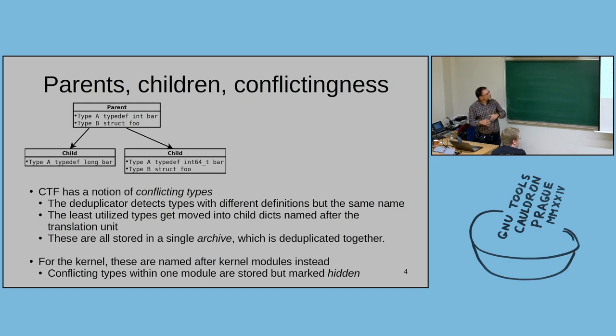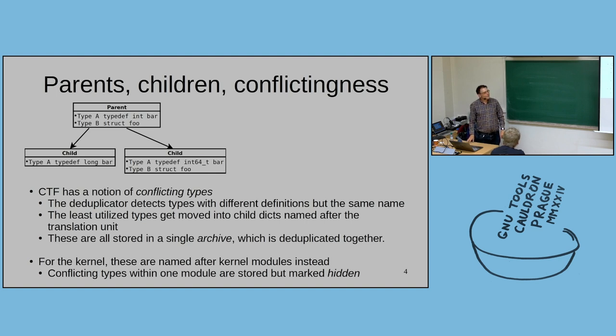So the kernel things are a little bit different, but in user space, after deduplication, everything ends up in one gigantic shared dictionary at the top, which you could conceptually imagine as if you were a C program and you had included every single file in the program. You get the types in that dictionary, except for the ones that conflict, and they go into the children. The kernel is done a bit differently, but it's got some very big modules, hello AMD GPU, hello Nouveau, and a lot of people don't need to use them.